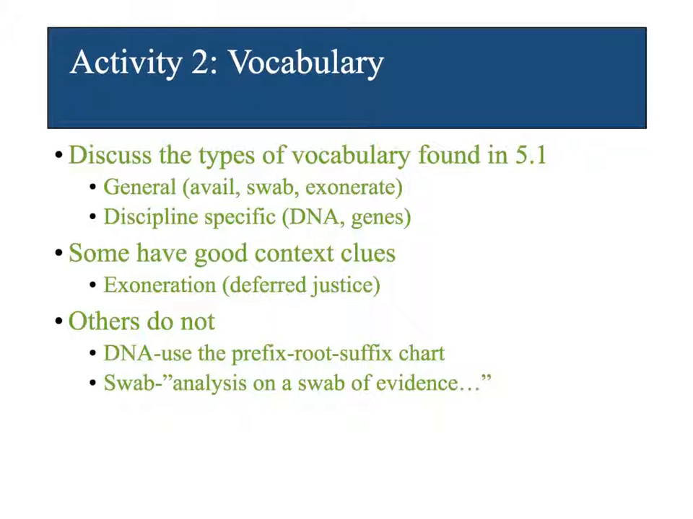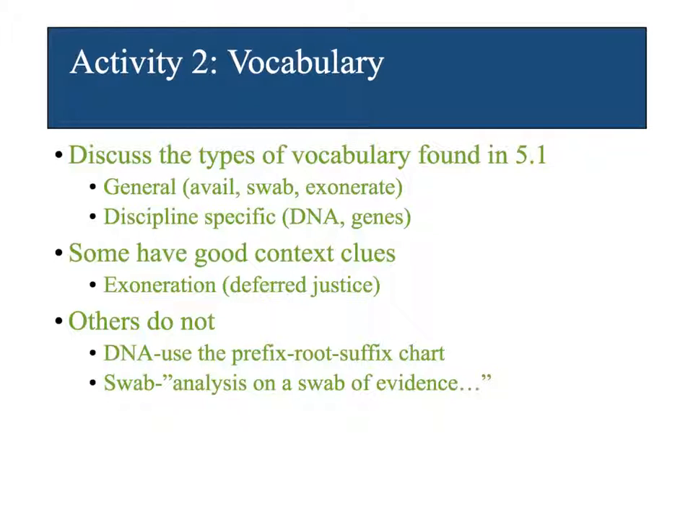While students are thinking about the text itself, we're also going to have them take a good look at the types of vocabulary that are found in 5.1. So in addition to those negative terms that are right there in the introduction, there's a whole lot of different terminology that's both general, things like avail, swab, exonerate, and discipline-specific, genes, DNA. And some of them have really good context clues, like exoneration, then the next sentence talks about deferred justice. Students can probably figure that one out, but others don't.